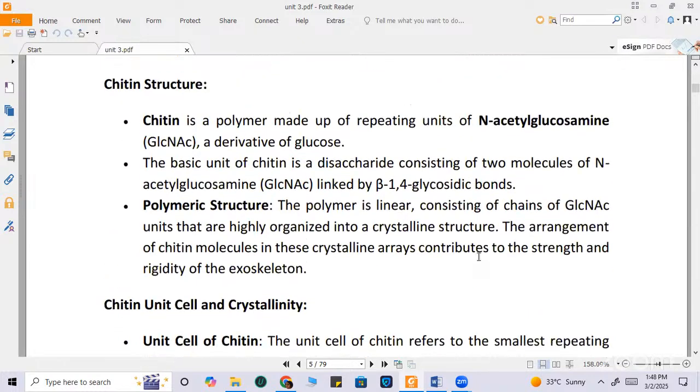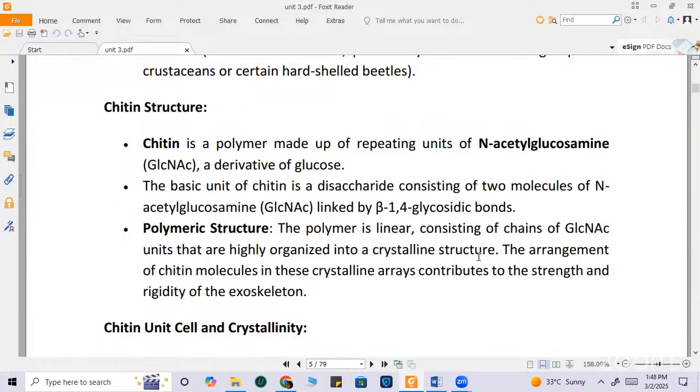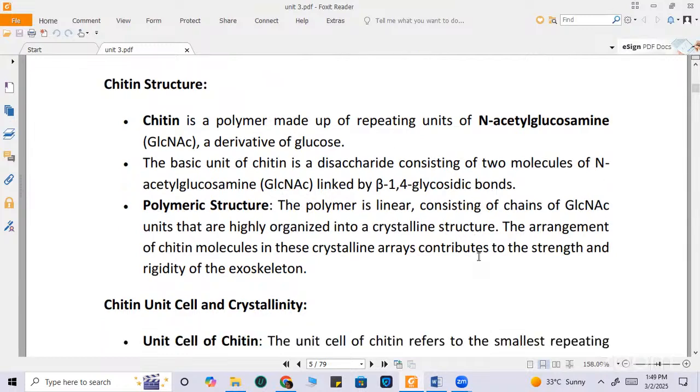The polymeric structure is a linear chain of N-acetyl glucosamine units that are highly organized into a crystalline structure. This crystalline structure contributes to the strength and rigidity of the exoskeleton. So together, all these N-acetyl glucosamine molecules form a polymer, a big linear molecule, which is very rigid and gives strength and rigidity to the exoskeleton, making the outer cuticle very strong and rigid.